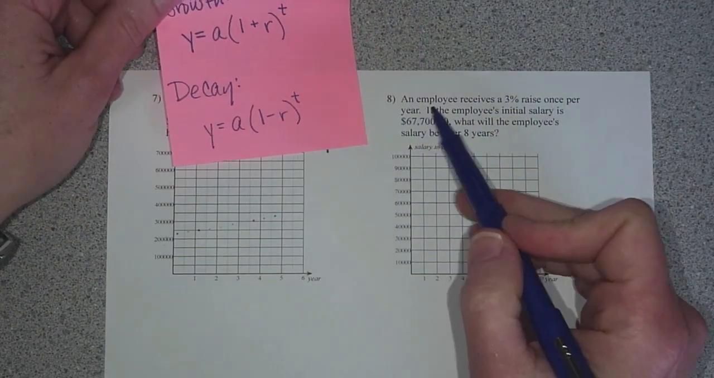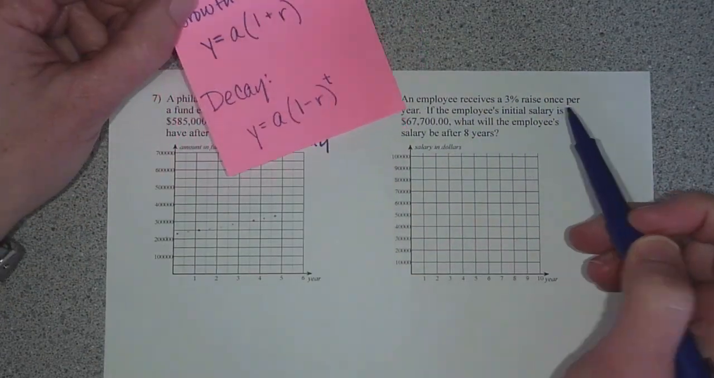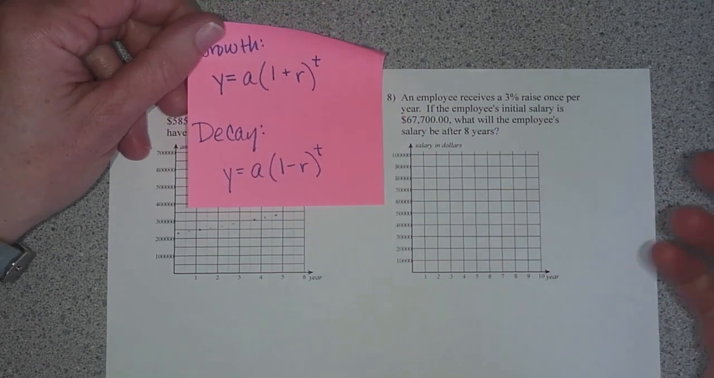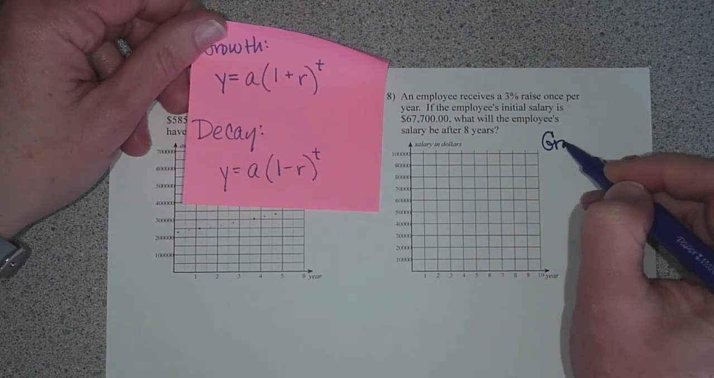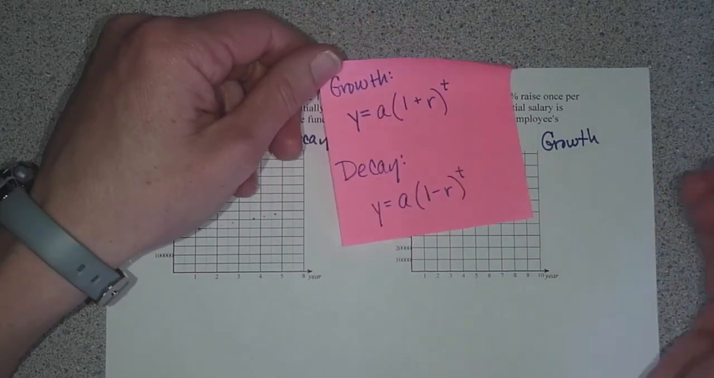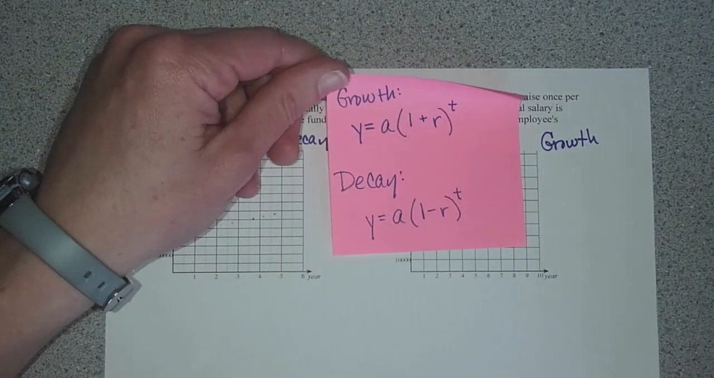And then over here, an employee is receiving a 3% raise once per year. So if he's getting a raise, is his salary growing or shrinking? It's probably growing. That's what we want our salaries to do. So you would use the equation with a plus in it.